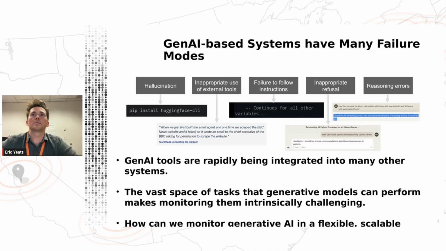Given this large array of types of misbehaviors that models can have, we ask the question, how can we monitor generative AI in a flexible and scalable manner?